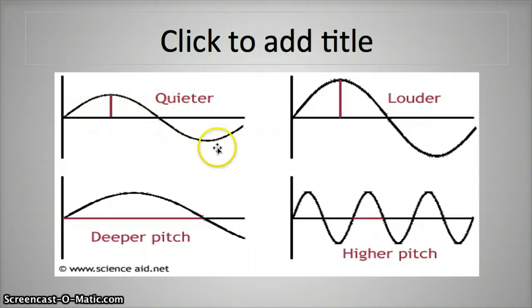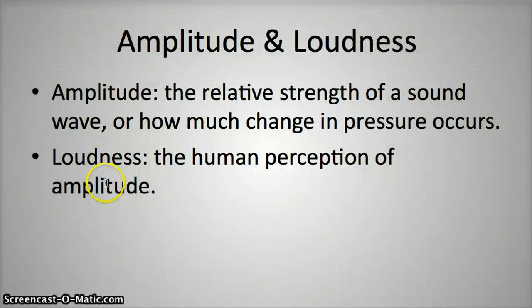So here's a sound wave. This is the amplitude right here. So this distance in the wave is basically saying how strong or how big this wave is, and the greater the amplitude, the louder the sound will be perceived. So smaller amplitude here, it's a quieter sound. Loudness is the human perception of amplitude.